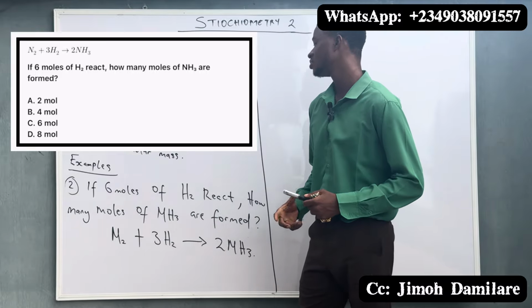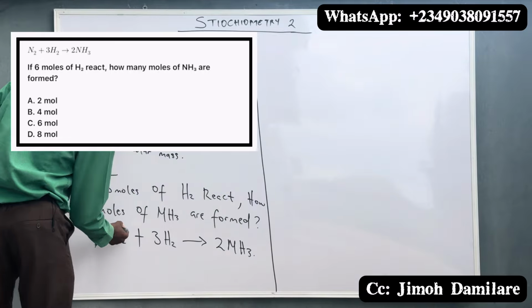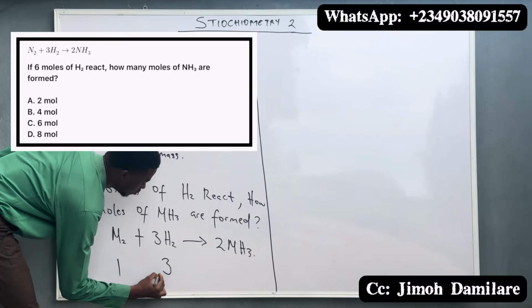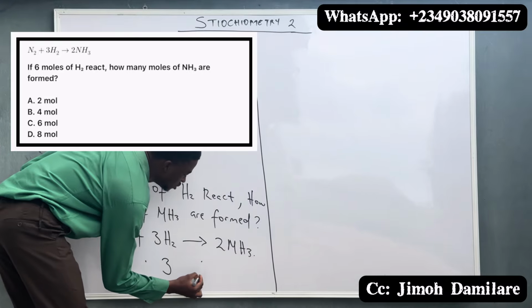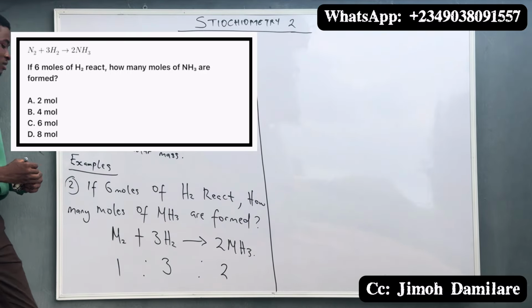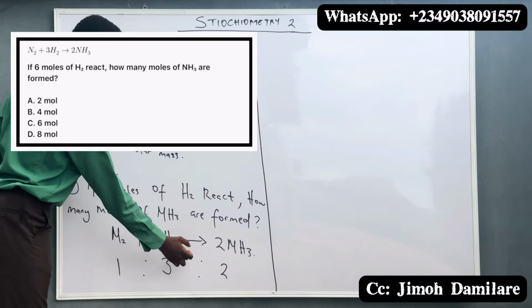So in this case, we can just write the mole ratio of all these compounds. We know that the mole is the coefficient. So 1 is the mole ratio here, and here 3 is the mole ratio. So 1 ratio 3 ratio. Here the mole ratio is 2. So the mole ratio is as easy as writing the coefficient of each molecule or compound.